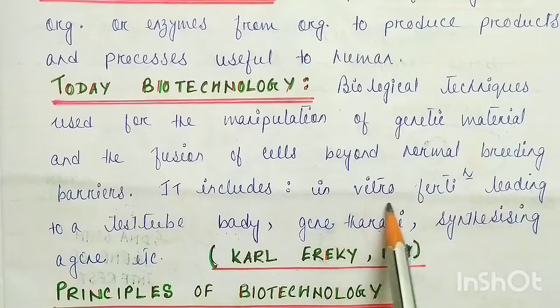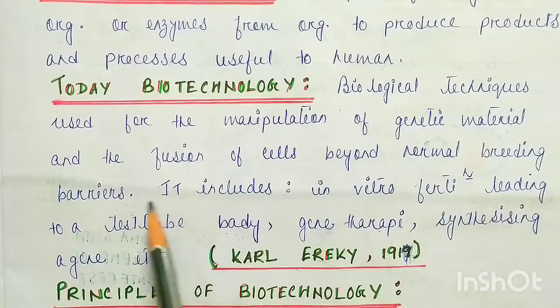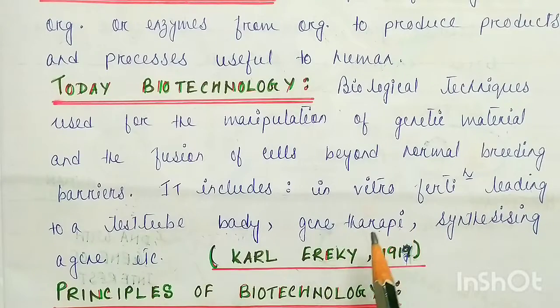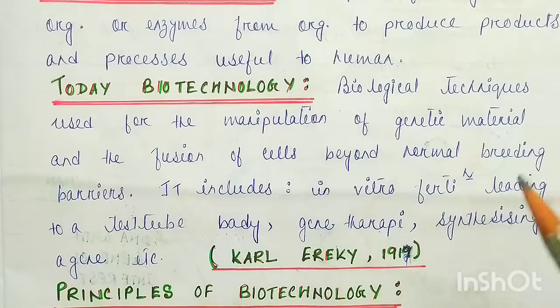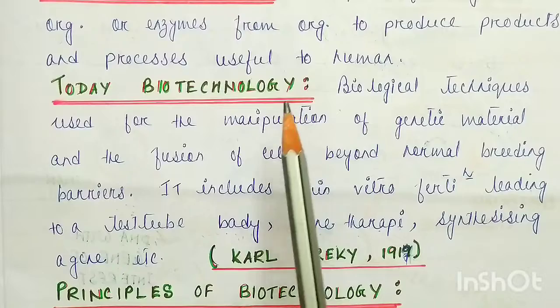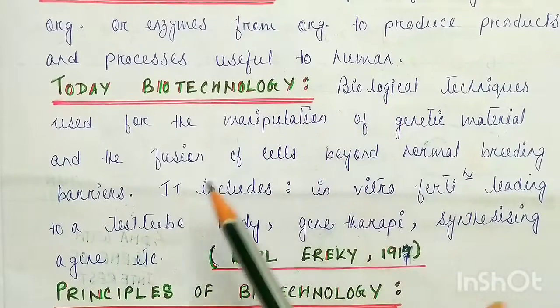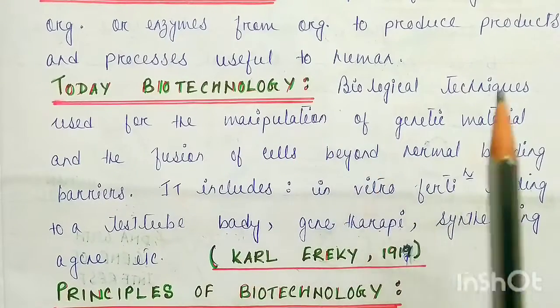It includes in vitro fertilization leading to a test tube baby. In this process, within the test tube, an embryo is developed. Then next is gene therapy. Gene therapy means within the test tube, the defective gene is replaced by a healthy gene, and that gene is introduced into a host to get the desired product. Then synthesizing a gene, etc. So these processes come under biotechnology. You can say that by using this technique, we can obtain desired quality products.